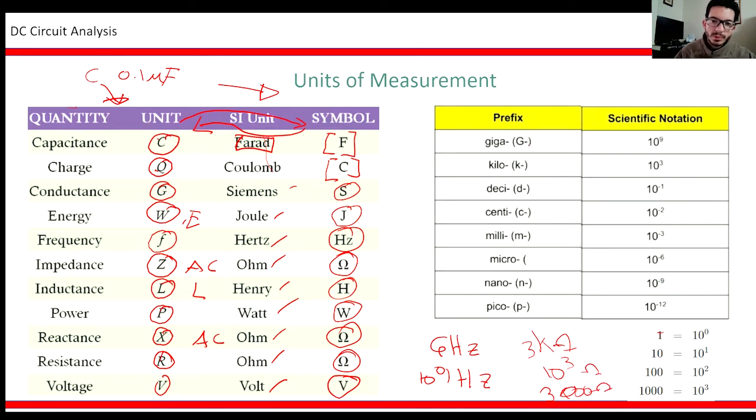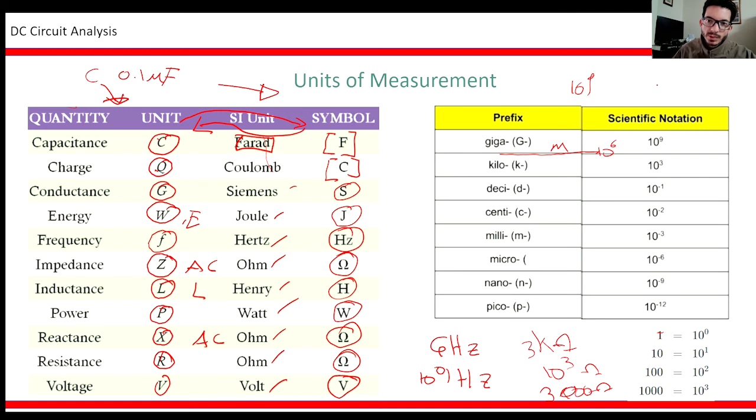So it's very important that we learn scientific notation. Giga is 10 to the 9, kilo is 10 to the 3. A common one between 10 to the 3 and 10 to the 9 is mega, which is 10 to the 6, a capital M. We have deci, which is 10 to the negative 1, so decimal, etc. We have centi, like centimeters, which is 10 to the negative 2. We have milli, like millimeters, 10 to the negative 3.